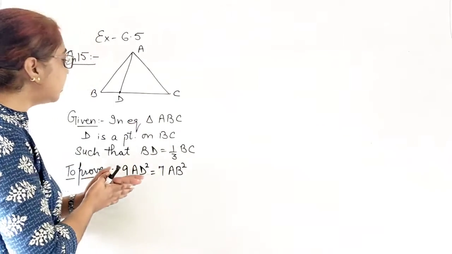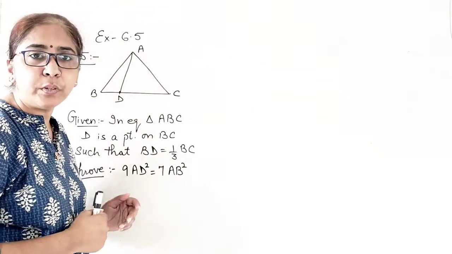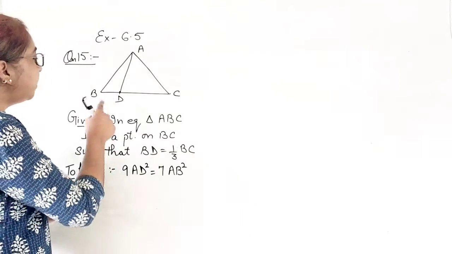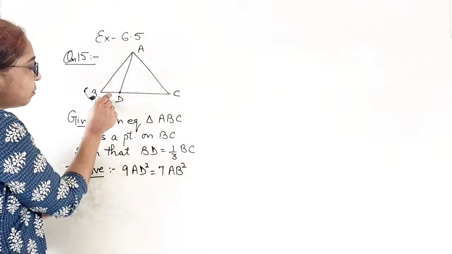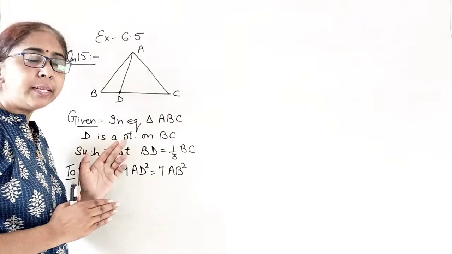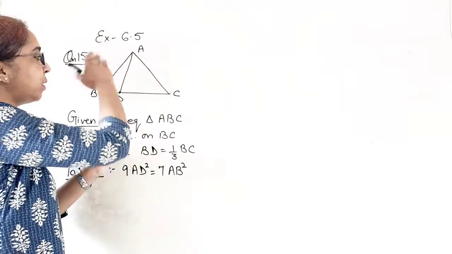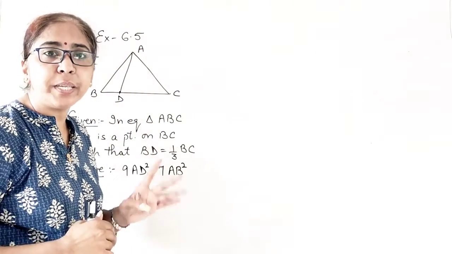Now let us see what is given in the question. Here ABC is an equilateral triangle, right? And D is a point on BC such that BD is 1/3 of BC, right? These two things are given. This is an equilateral triangle and BD is 1/3 of BC.